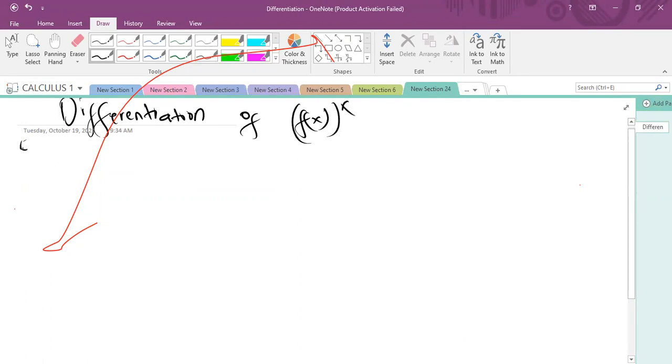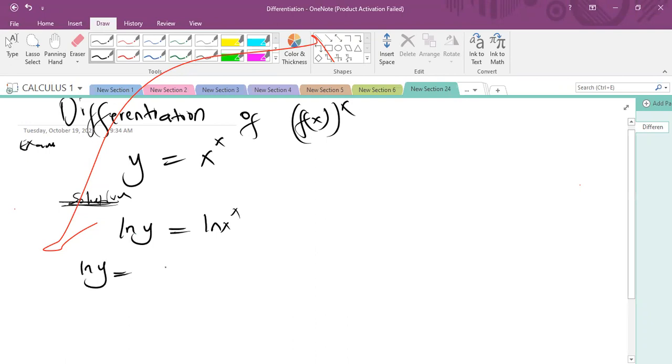Let's take up an example. Let's say you're told y is equal to x raised to power x, and then you're being told to differentiate. When you have functions written like this, the variable is also raised to the power of another variable. The best way is to differentiate using logarithmic differentiation. So I'm going to introduce logs to both sides. I'll have ln y is equal to ln x raised to power x. This is the same as ln y is equal to, using the power law of logs, x ln x.